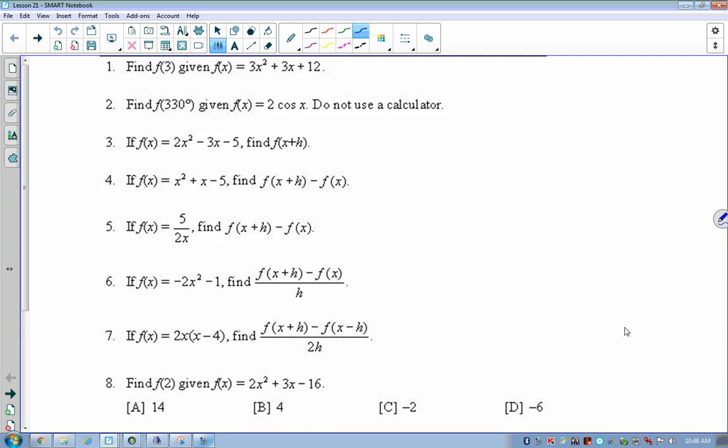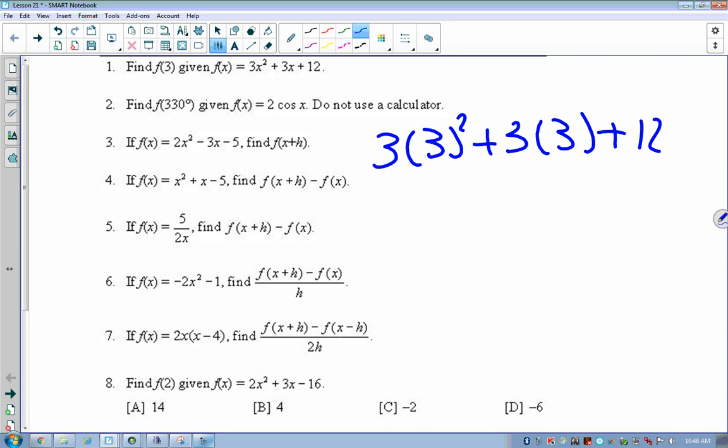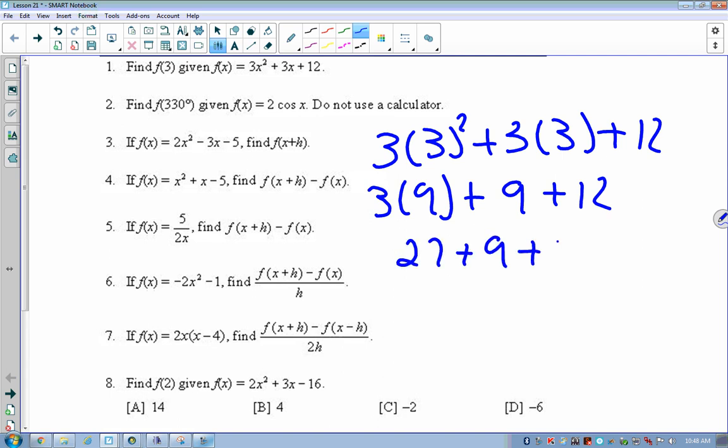All right, question number 1 says find f of 3 given that f of x equals 3x squared plus 3x plus 12. Essentially, all we're doing at this point is plugging 3 in for x. So we get 3 times 3 squared plus 3 times 3 plus 12. We follow order of operations. We have 3 times 9 plus 9 plus 12, which is 27 plus 9 plus 12. 27 plus 9 is 36, and 36 plus 12 is 48.